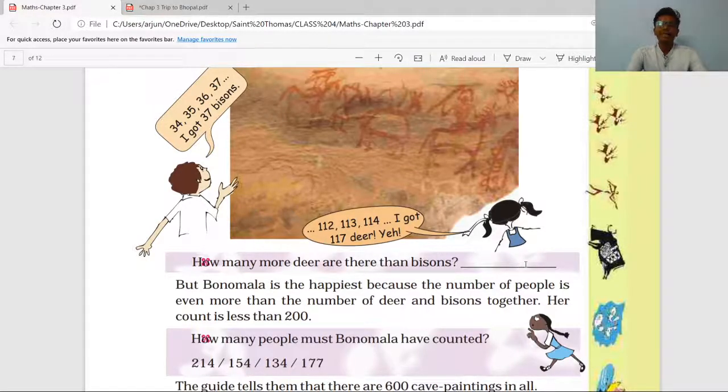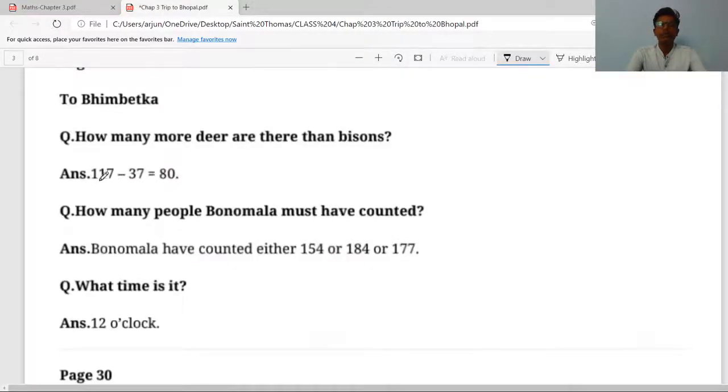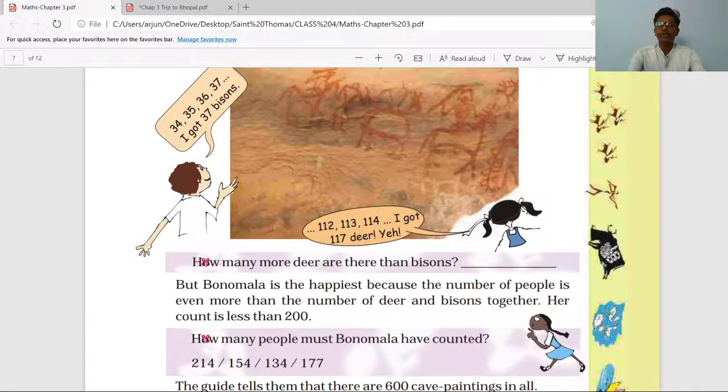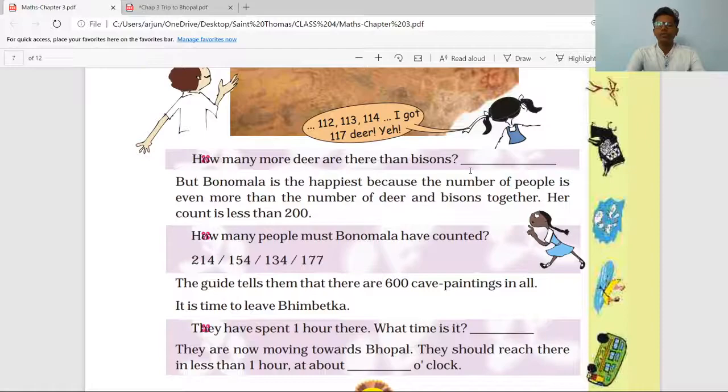We have to answer how many more deers are there than bisons. So we will simply subtract the number of 37 bisons from 117 deers. Here you will get 117 minus 37 equals 80. So there are 80 more deers than bisons. Clear?